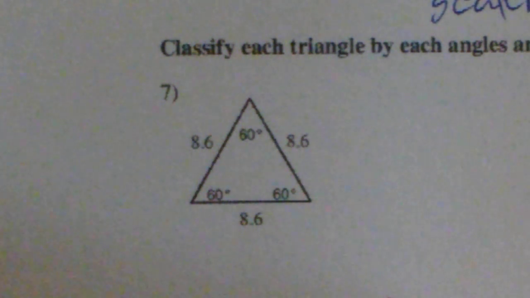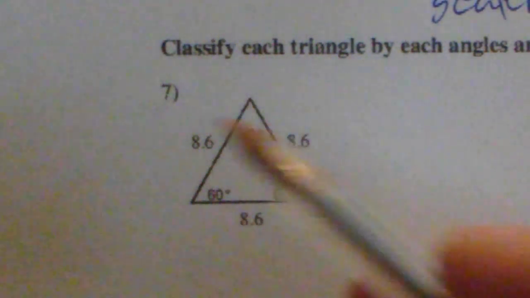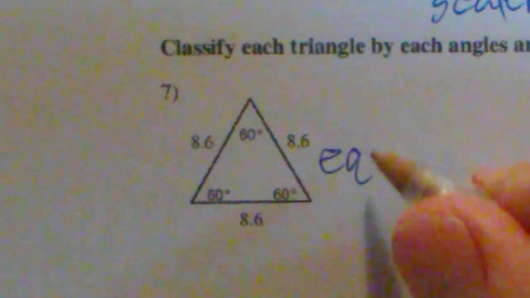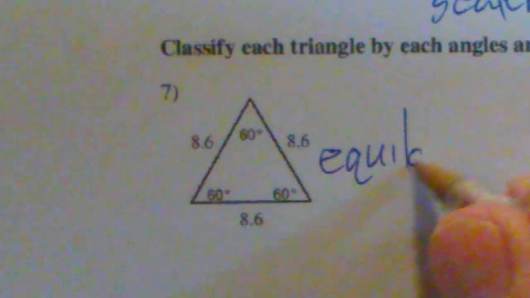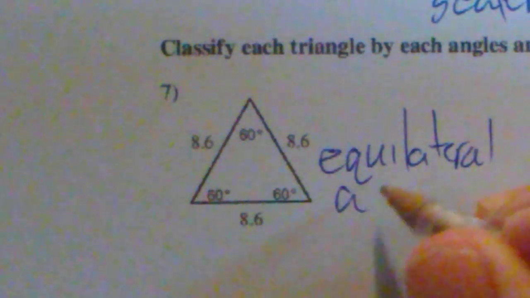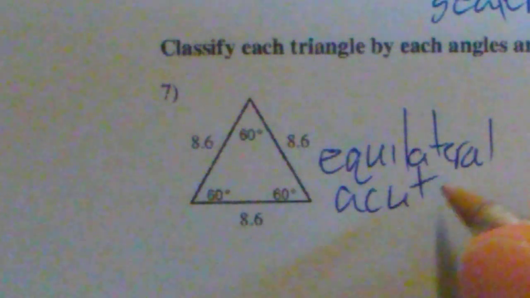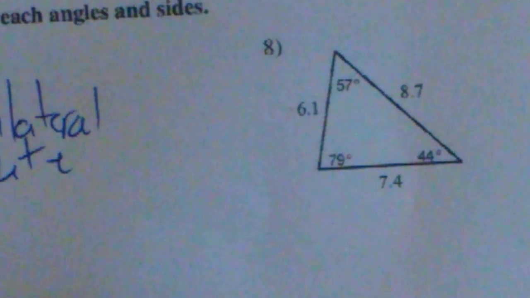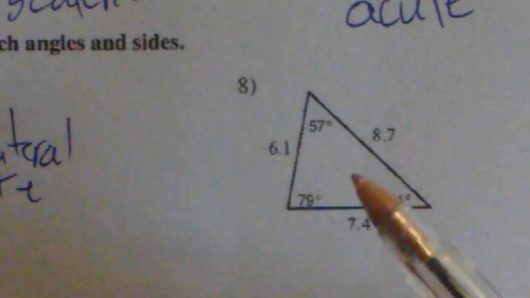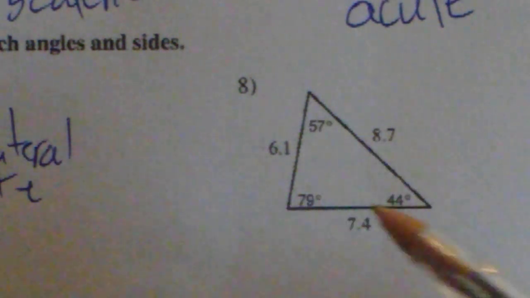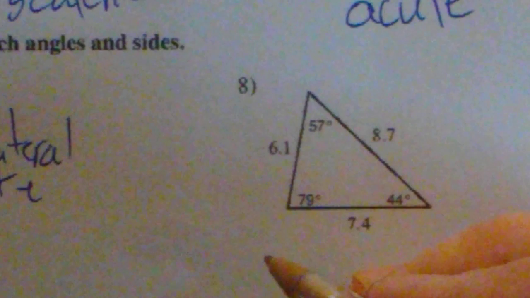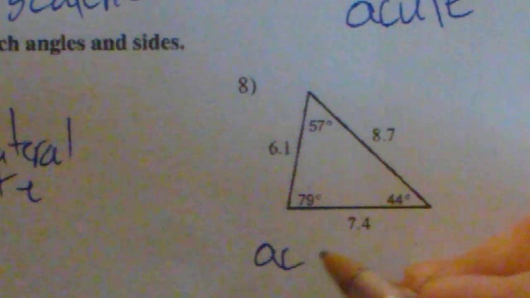Okay. Anyway, these are all 60. The measures are all the same, so of course that's equilateral, and it's acute. All equilaterals are acute. Equilateral, acute, right? What else we got? Number 8. Okay. All the measurements are different, and all the angles are smaller than 90. So it's acute again, and it's scalene.